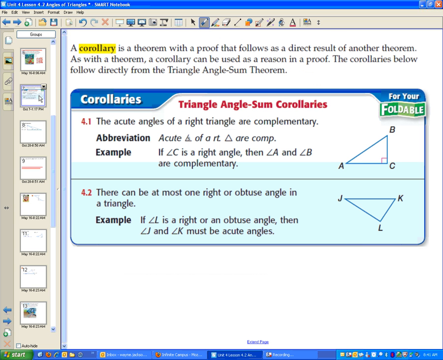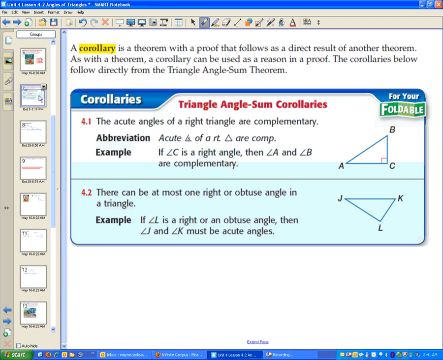All right, now we have 2 corollaries. A corollary is a theorem. It's proven true. It's called a corollary if it's a direct result of another theorem. So they are standalone theorems, okay? They're proven to be true, but these 2 at least are called triangle angle sum corollaries because they are both a direct result of the triangle angle sum theorem, okay?